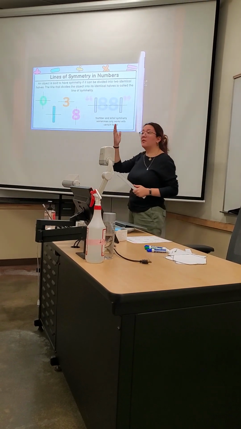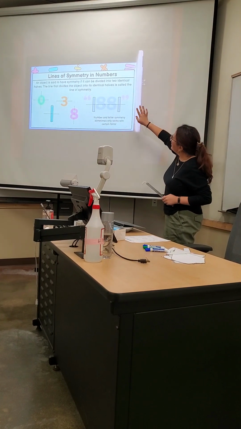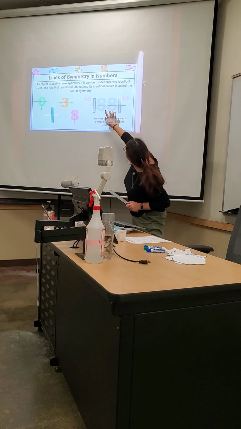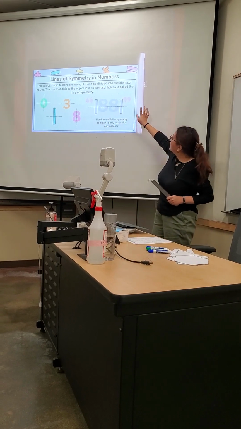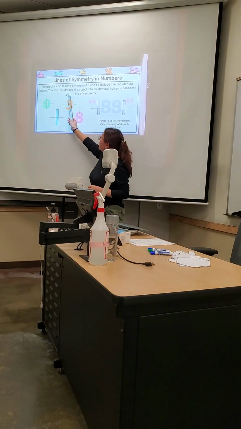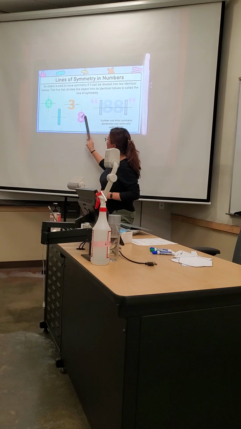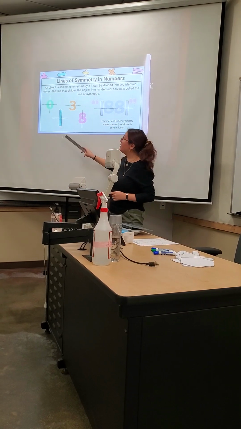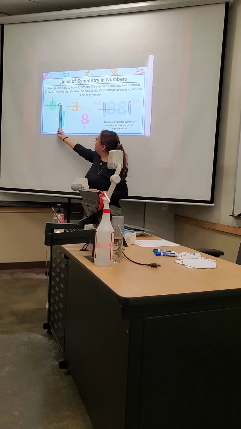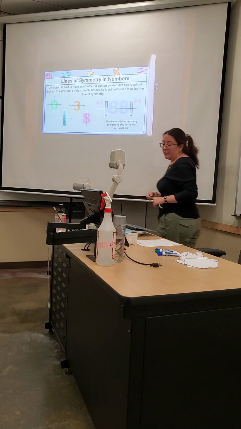We want it to be perfectly symmetrical with itself, so that when we fold it, the line that folds the object into identical halves is called the line of symmetry. So it just has to be kind of perfect. When we fold the 8 in a vertical line of symmetry, this side perfectly coincides with that side. Same thing with the 1, 1 over here, and 1 over there. It has 2 lines of symmetry just like the 0.